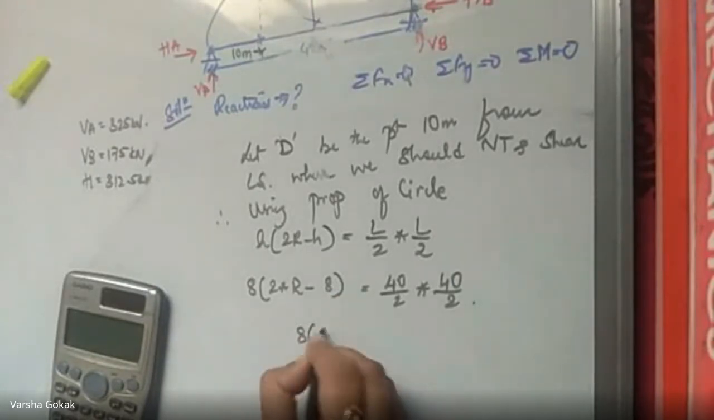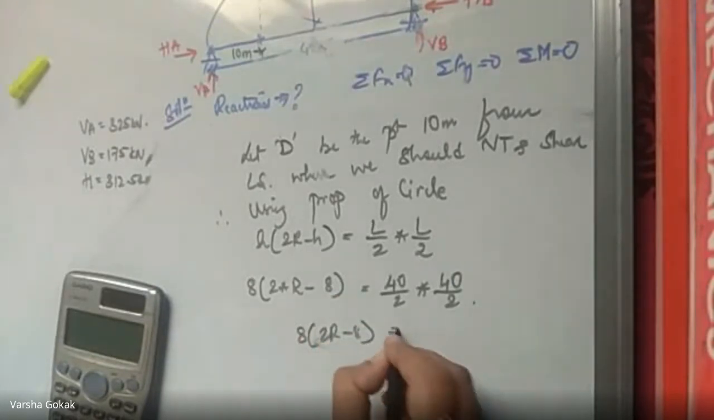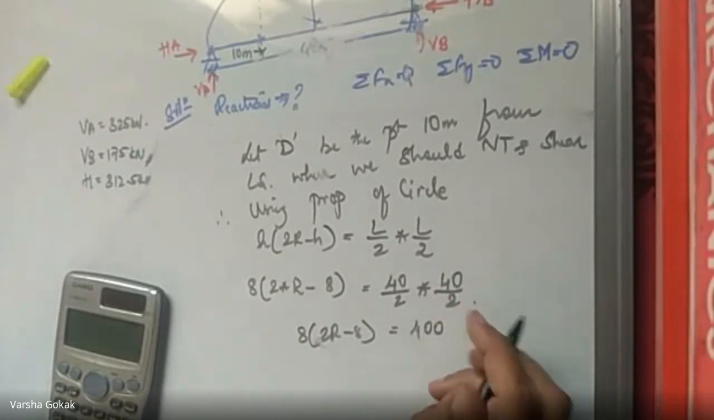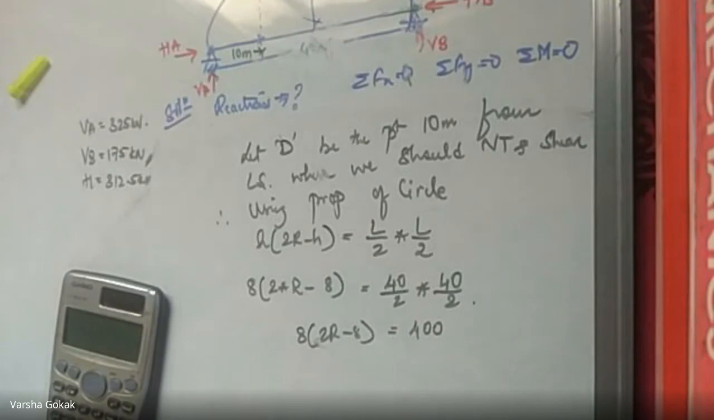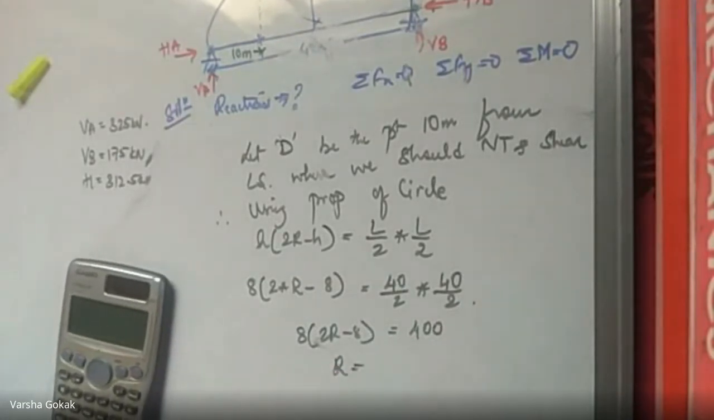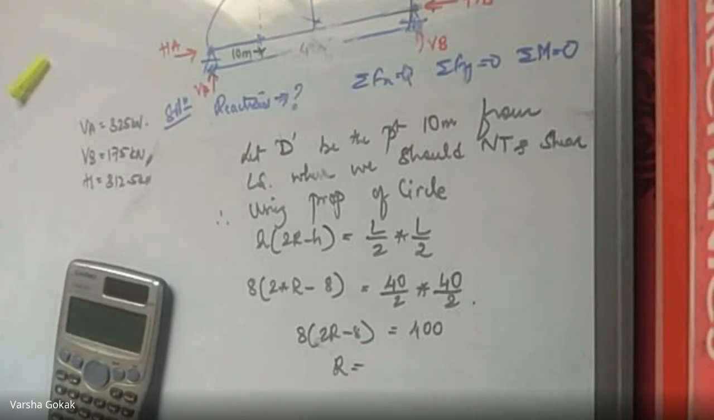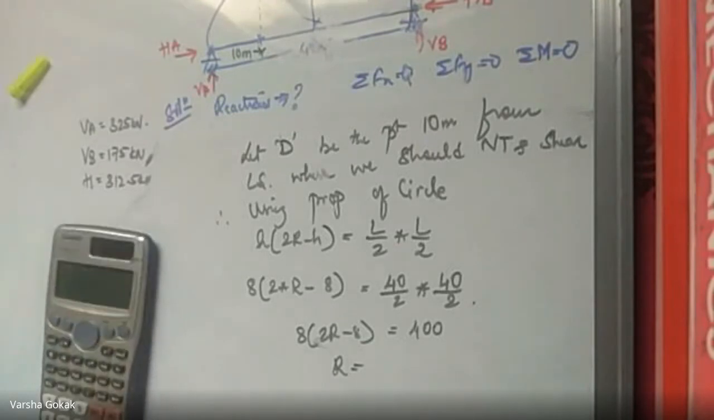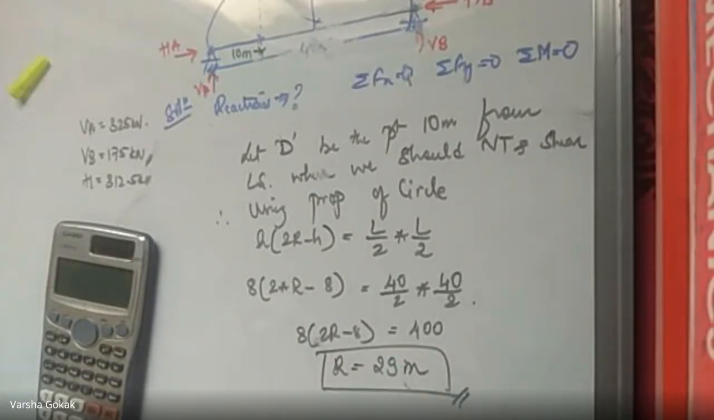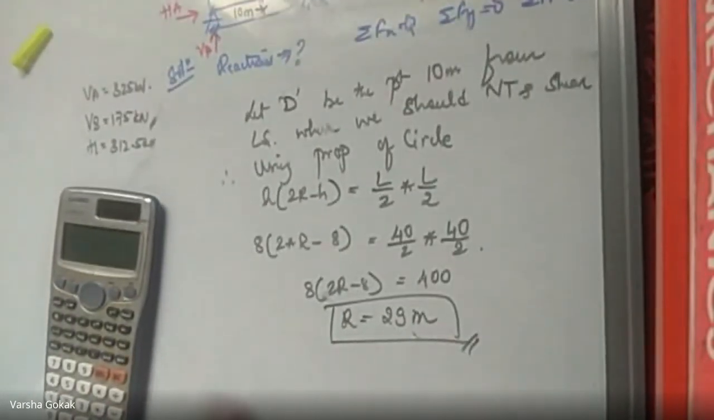This is 8 into 2R minus 8 equal to how much? 20 into 20. So what is the value of R? 29. Correct. It is 29 meters. R is radius, so it is in meters. You get a radius of 29 meters.